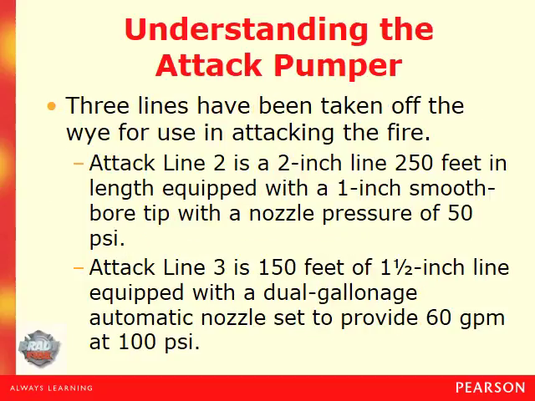Attack line 2 is a 2-inch line that's 250 feet in length, equipped with a 1-inch smoothbore tip with a nozzle pressure of 50 psi. And attack line 3 is 150 feet of 1.5-inch line, equipped with a dual gallonage automatic nozzle set to provide 60 gallons per minute at 100 psi.